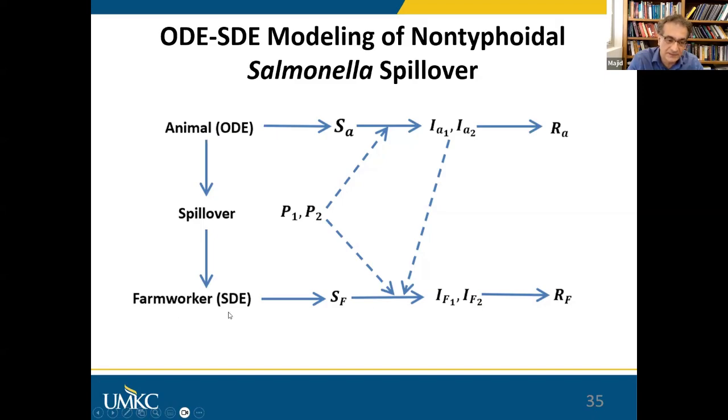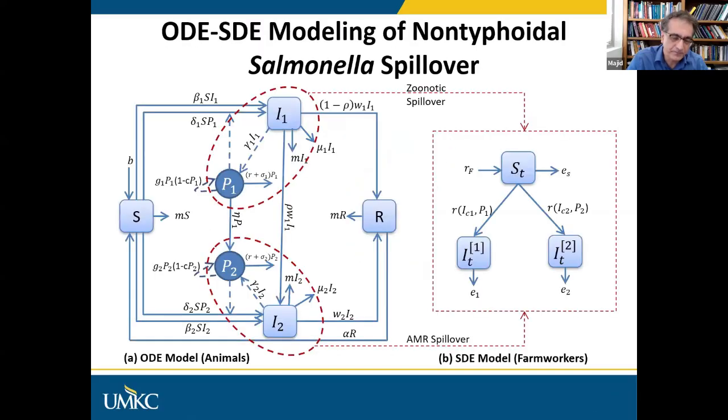The reason that we chose stochastic differential equations here is because the population of farm workers is much less than the animal population. For animals, we're talking about the scale of 3 to 500 or even 1,000 animals, but farm workers is maybe 30 or around that number. This is a more detailed form of the hybrid model. So you can actually see it's including lots of parameters there.